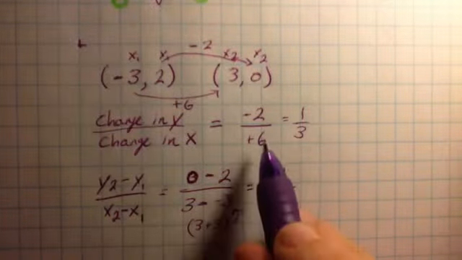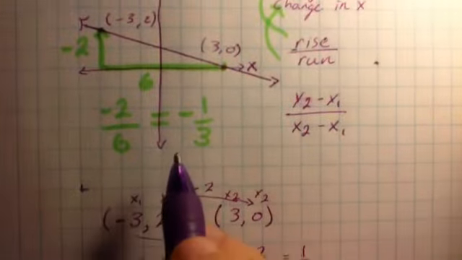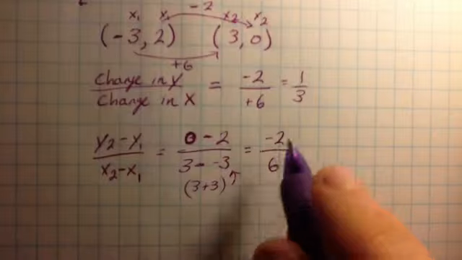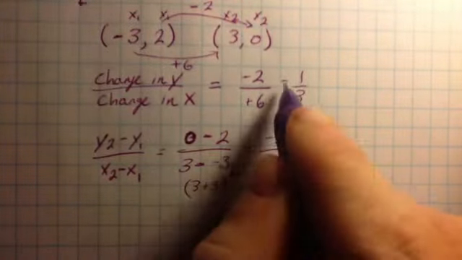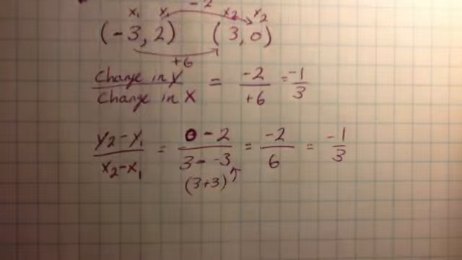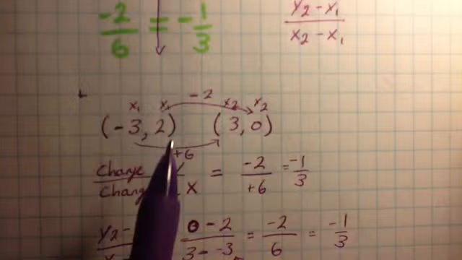Same thing I got for my change in y over change in x, and the same thing I got for my rise over run up here. Okay? So again, this simplifies to negative 1/3. So all three ways, right, we get the same answer.